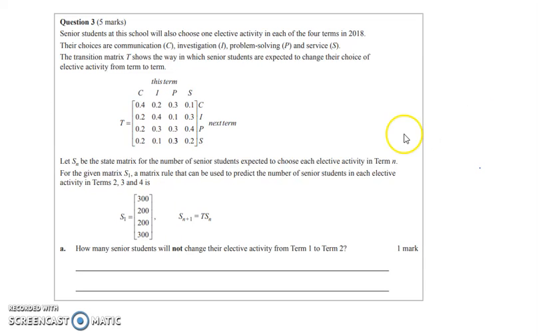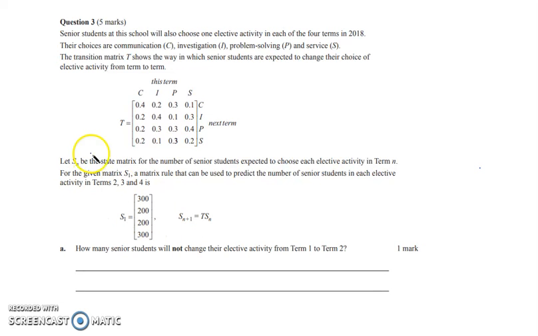The activities we have are communication, investigation, problem solving, and service. And looking at the transition matrix, we read it from this term and to what subjects they change for next term. So let S_N be the state matrix for the senior students expected to be in an activity in term N. For the given matrix S1, the rule can be used to predict the number of senior students in electives in terms 2, 3, and 4.